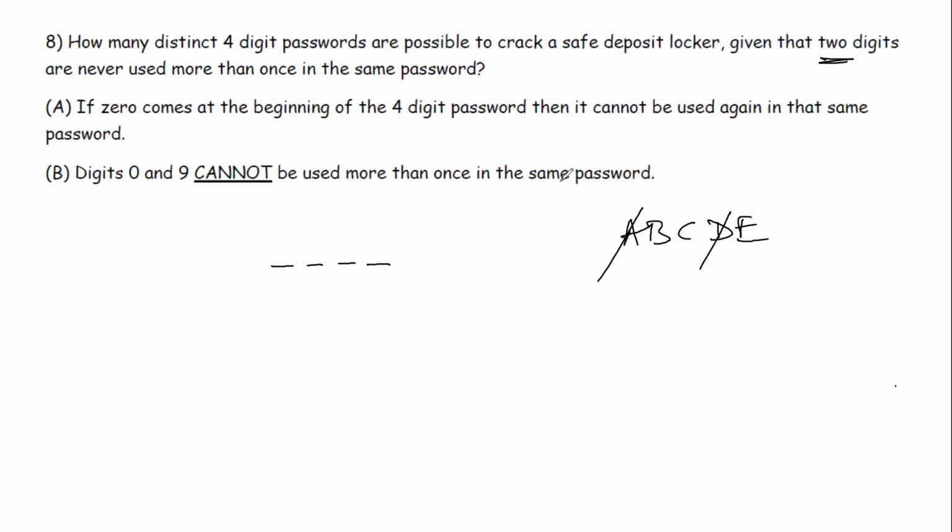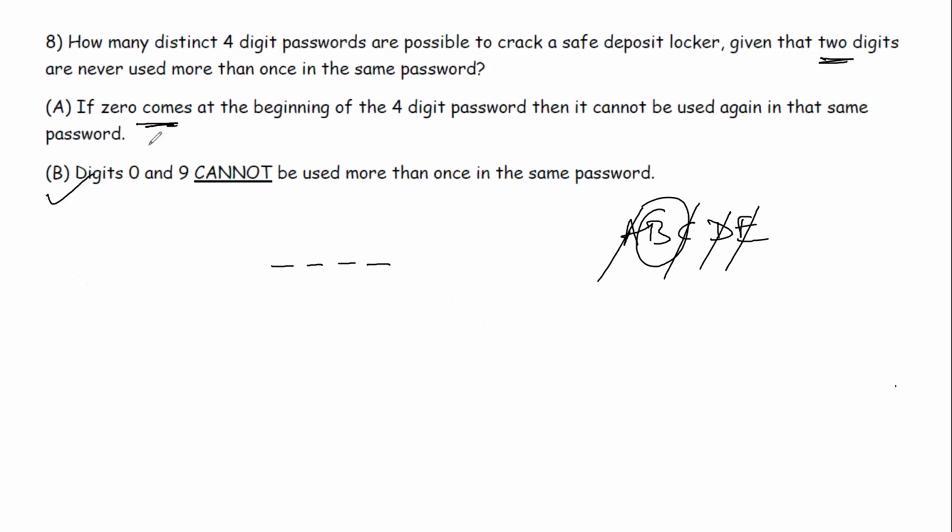So 0 is only one of the digits, and they're giving a particular condition for 0. B, digits 0 and 9 cannot be used more than once in the same password. So that can give us the answer now, right? So we don't need to do the math on this. I'm not wasting time doing the math. You can figure it out. B is the answer. Okay, right?